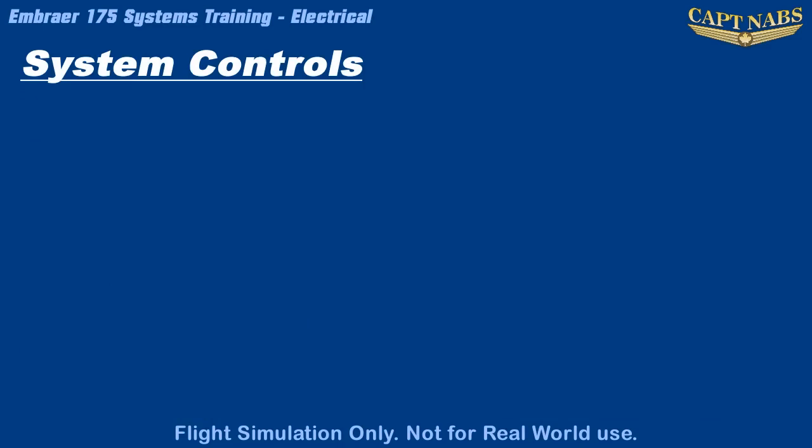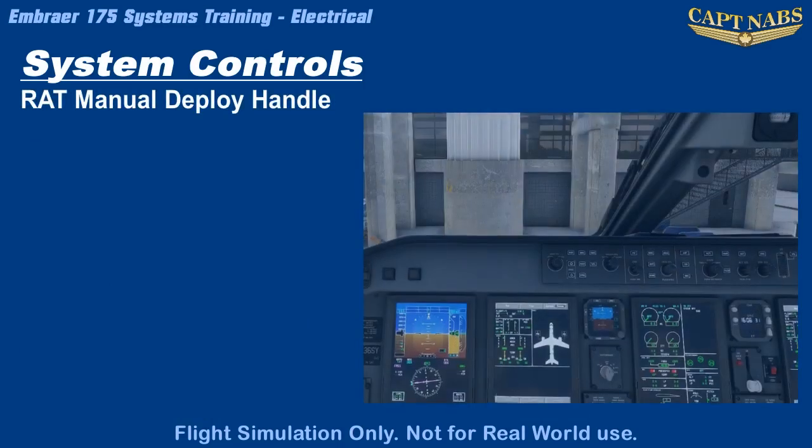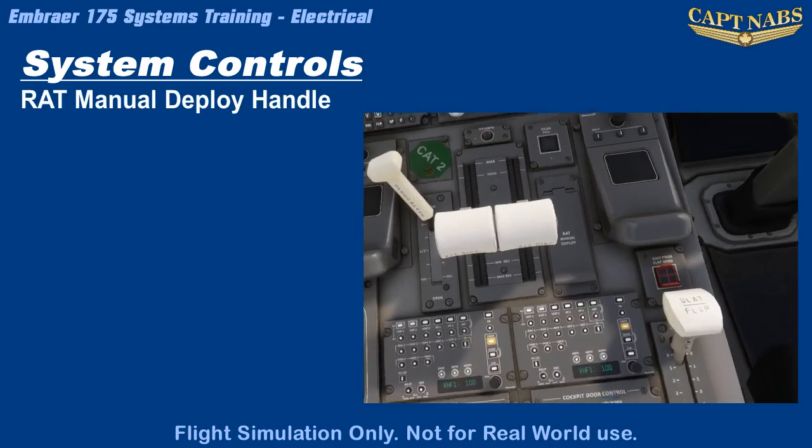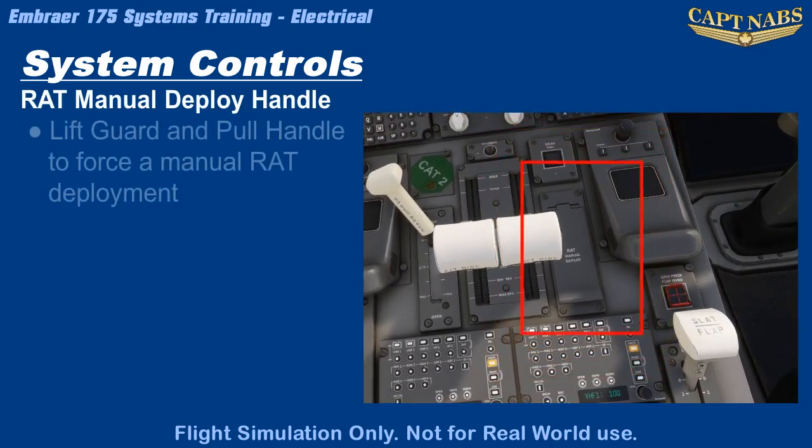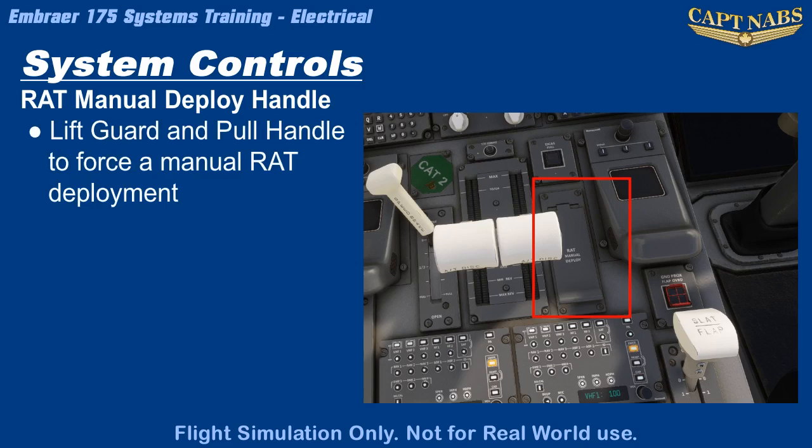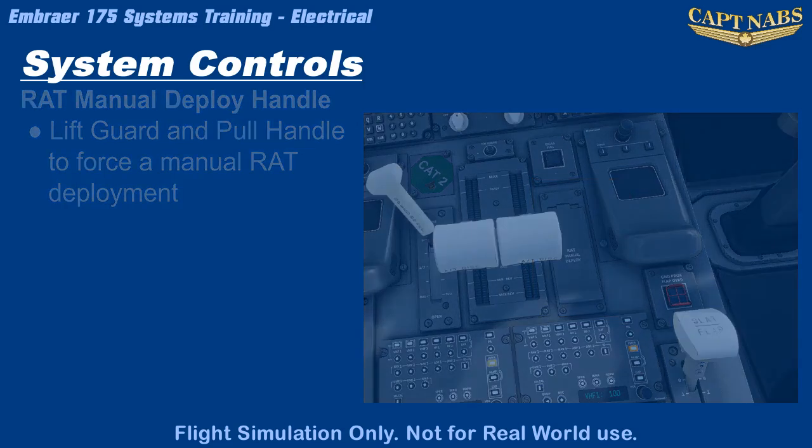There is one additional control for the aircraft electrical system, the RAT manual deploy lever. This lever is located on the pedestal under a guard. Lifting the guard and pulling the lever will deploy the RAT in case it is not automatically deployed when needed. Regardless of whether it is deployed manually or automatically, the RAT will remain out for the remainder of the flight and can only be stowed by maintenance on the ground.